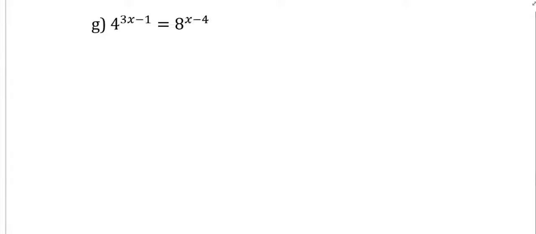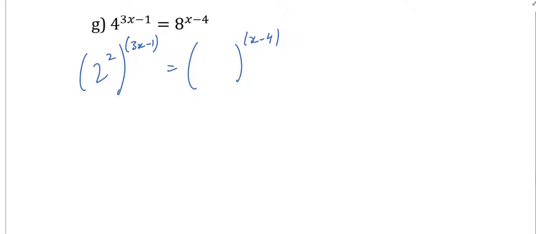I can turn them both into a 2. What is 4 as a power of 2? Good. 2 to the 2, all to the 3x minus 1. You don't need brackets around that, but I'm doing it because it shows that we're doing distributive property. What is 8 as a power of 2?